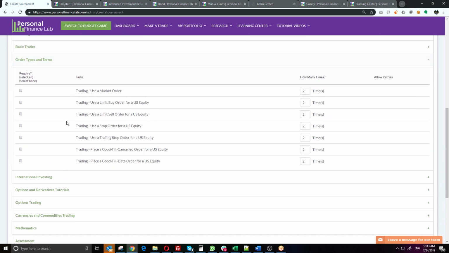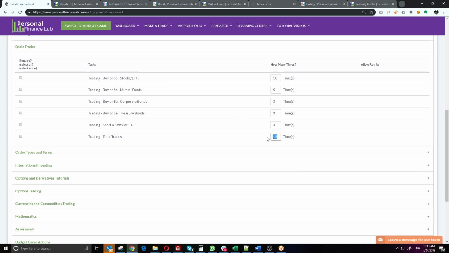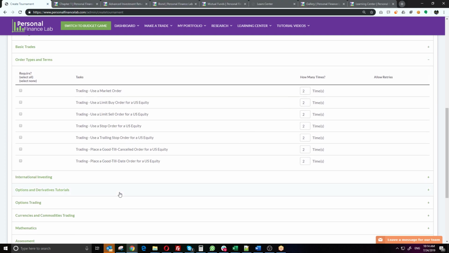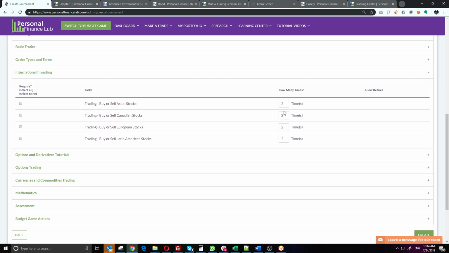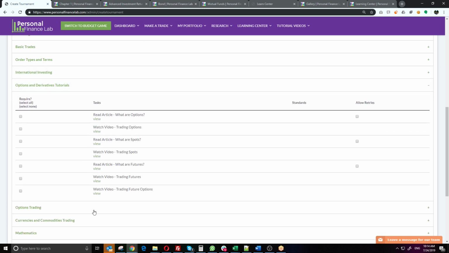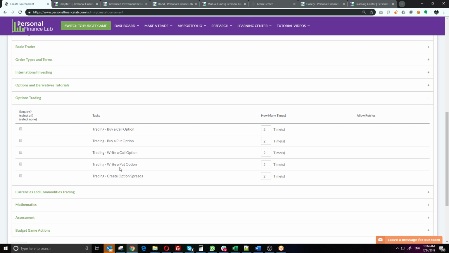The other types are making certain kinds of trades. So you can tell your students this week you need to make 15 trades in your virtual portfolio. You need to use at least one short sell. You need to buy a mutual fund. You can get into specific order types. You can talk about some of that international investing. You can even get into options and option trading activities.